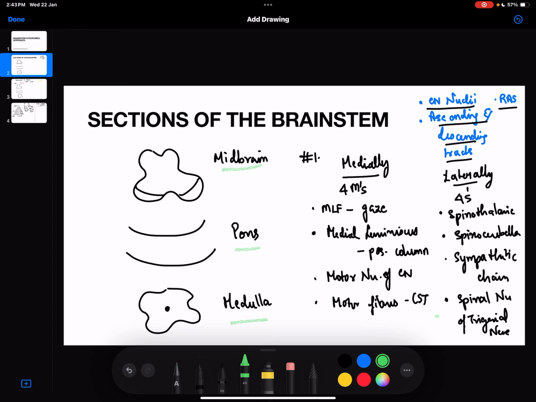Right? So, the first rule that we have to remember here is the 4 M's and the 4 S's. What are the 4 M's? They are the structures which are arranged medially, which are the MLF, the medial lemniscus, the motor nuclei of cranial nerves, and the motor fibers, which is the corticospinal tract. The 4 S's are arranged laterally, which are the spinothalamic tract, which carries the pain and temperature sensations from the body to the brain, then the spinocerebellar tracts, the sympathetic chain, and the spinal nucleus of the trigeminal nerve. Easy. So rule number 1 is done.